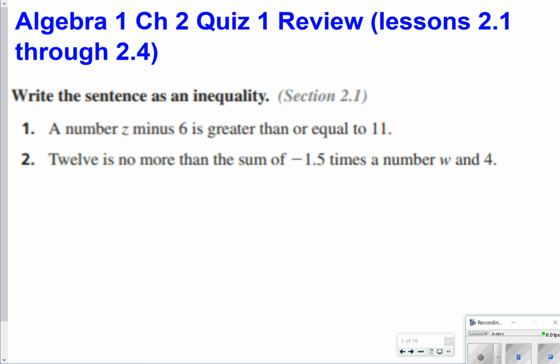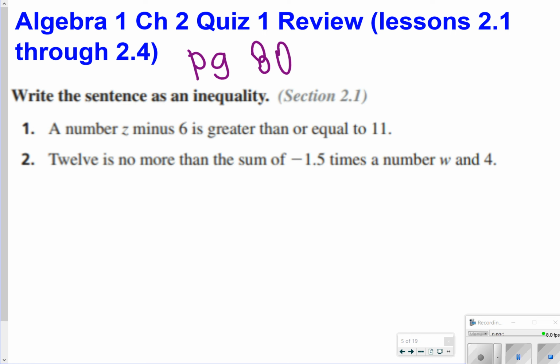This is going to be Algebra 1's Chapter 2, the first quiz review. And the first quiz we're talking about is lessons 2.1 through 2.4. You will have a quiz again, but that won't be until lesson 2.6. So let's go ahead and just review. This is from page 80 in your textbook, and we're just going to review those 16 questions.